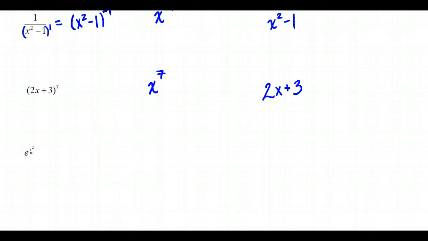And then this last one's a little different. I have e to the x squared. So in this case, x squared is the inside function, because x squared is being substituted into the x of the exponential function e to the x. So that would make e to the x the outside function.